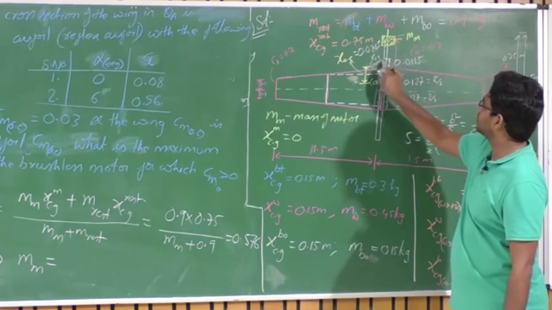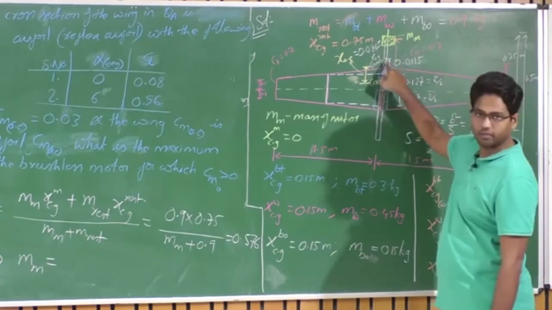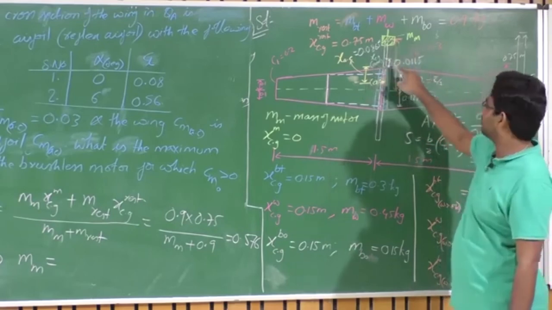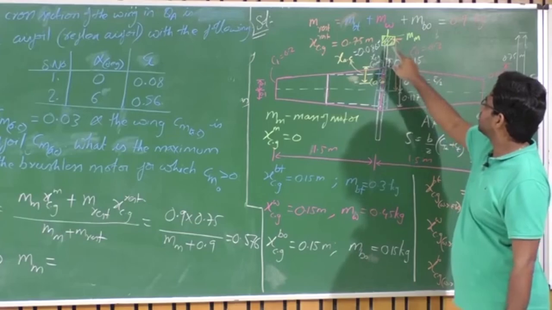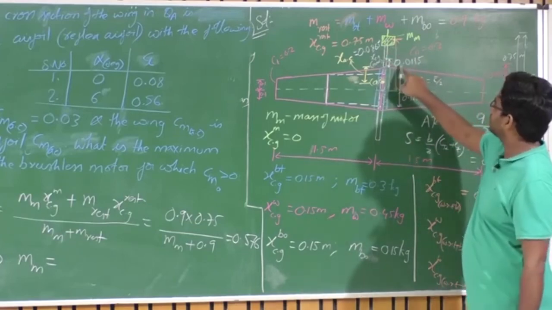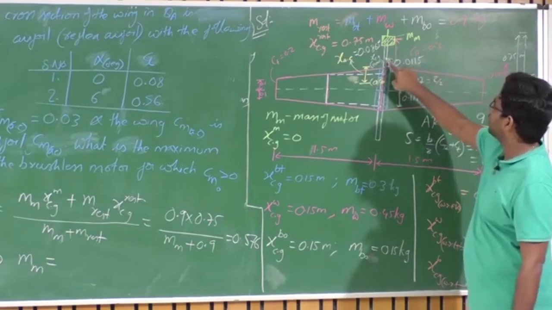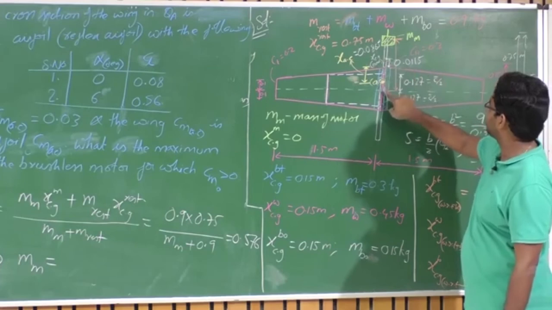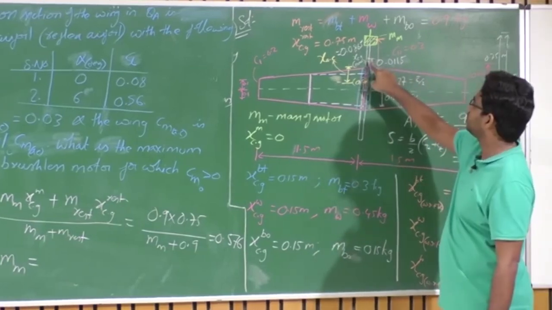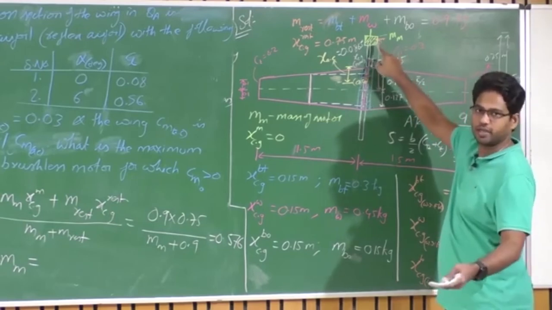So this is the new CG. Initially the CG is here. Now adding a motor to make CM0 zero, a mass of motor that makes CM0 zero. So this is the new CG location, which is 0.0115 meters ahead of the leading edge of the root chord, right? So I need to bring the CG from 0.75 meters to this new CG location by adding a motor of mass mm, right?